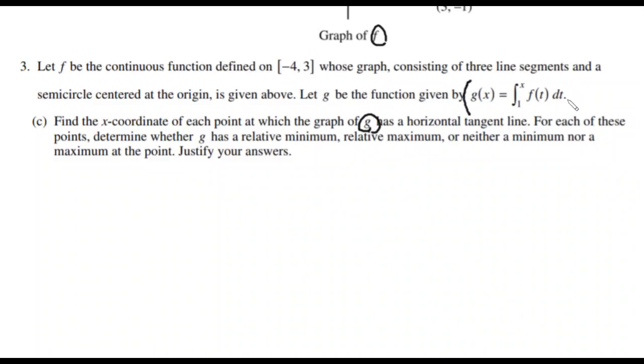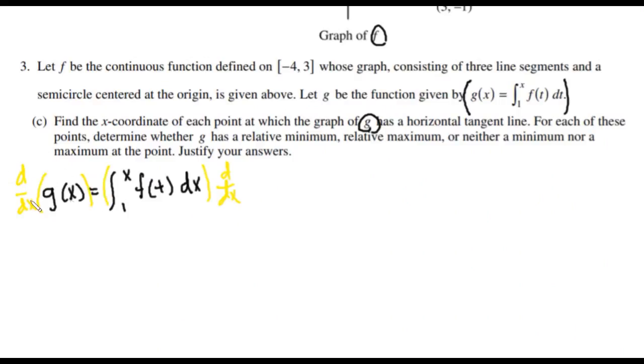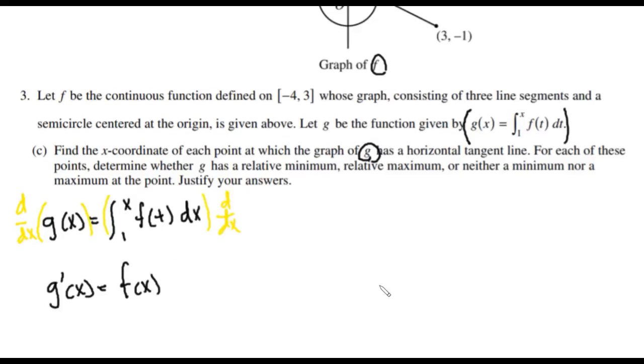Let's use this equation again. According to part B, we use this equation to apply the second fundamental theorem of calculus. As you can see, when we take the derivative of each side, this will be g prime x. And this will be, by the second fundamental theorem of calculus, f of x. As you can see, g prime x is equal to f of x, like in part B.